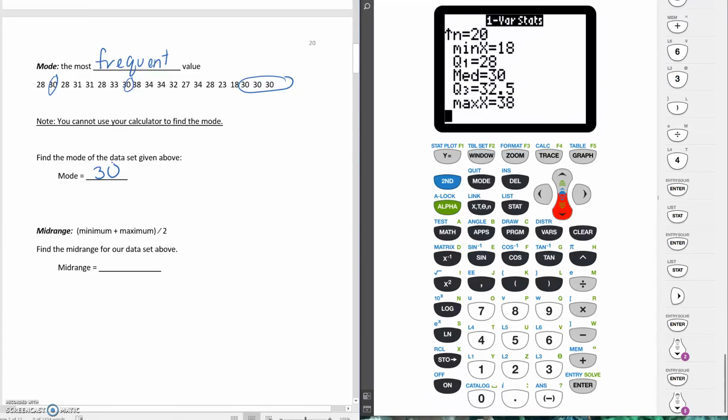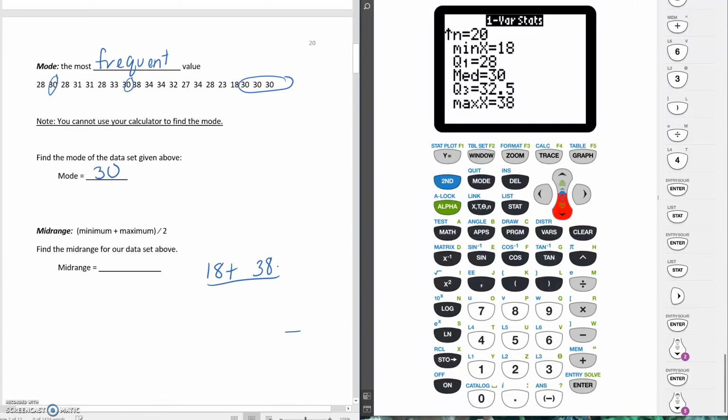And sometimes you won't have a mode. If all of the values only occur once, or there's not one that's most frequent, you don't have a mode. Okay, and the last measure of center we're going to talk about is the mid-range. To find the mid-range, you take the lowest value, the minimum, plus the highest value, the maximum, and you divide by 2. You'll notice our calculator, when you scroll down, has the minimum value, which here was 18. It'll also give you the maximum value, 38, or you can look at your data set.